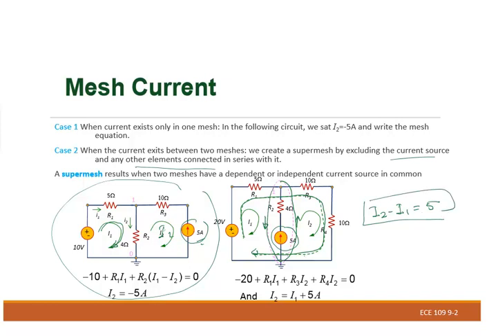The second equation will be the super mesh. If we start KVL from this point here: negative 20 plus R1 times I1 plus R3 times I2 plus, coming back here, R4 times I2 will be equal to 0. So this is equation 1, this is equation 2. We can find I1 and I2 easily. Let's give some examples.